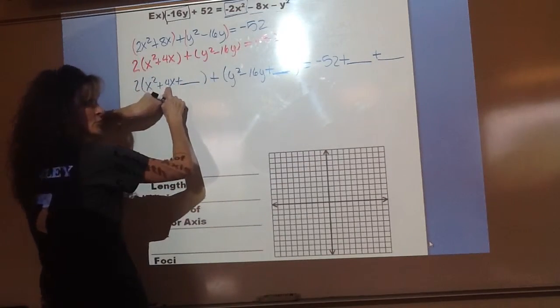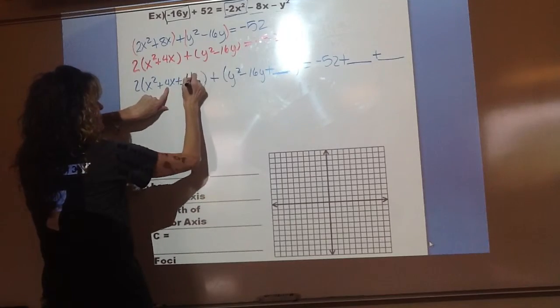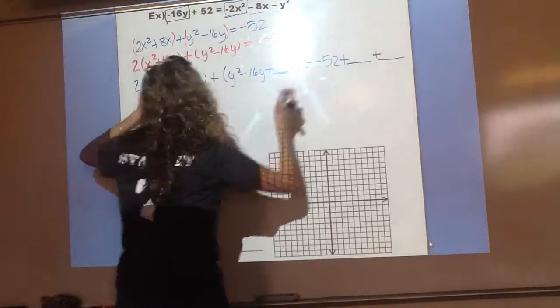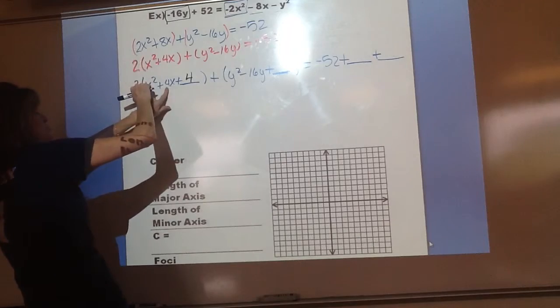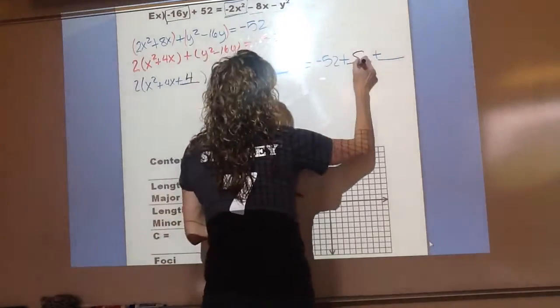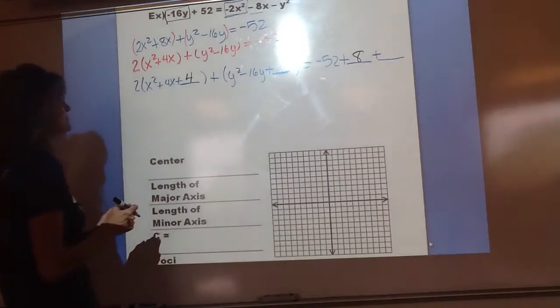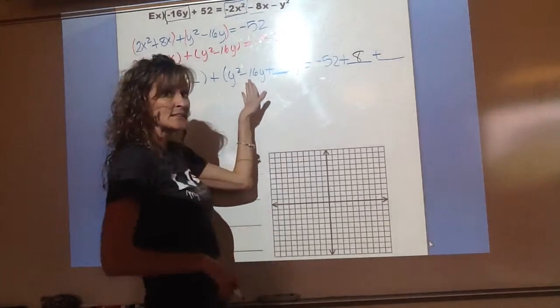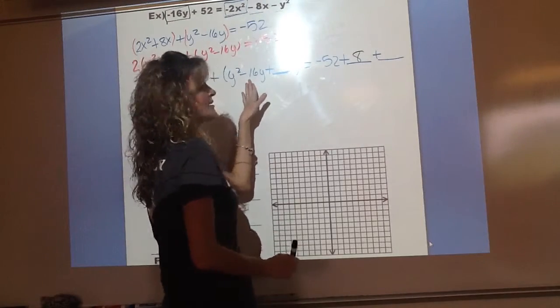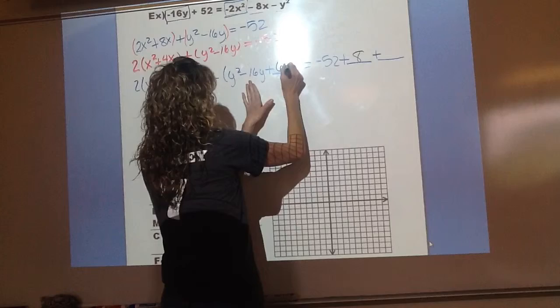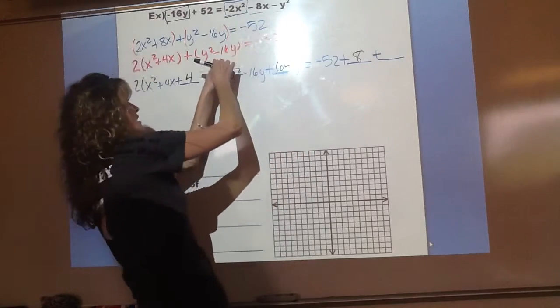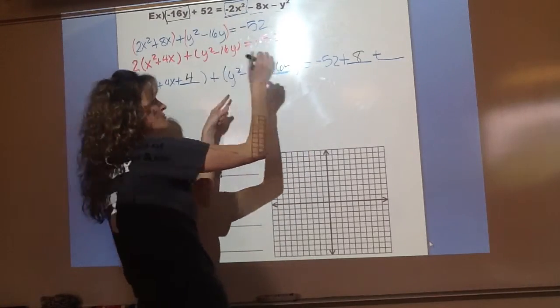Okay, so complete the square. Half of 4 is 2. 2 squared is 4. So I'm not going to come over here and just add 4. 4 times 2 is 8, so I'm adding 8. Okay, half of 16 is 8. 8 squared is 64. 64 times 1 is 64.